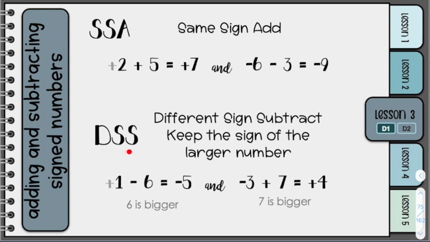If you have a different sign, you're going to subtract. So if you have positive 1 minus 6, you want to find the difference by subtracting 5. So you get 5, and you're going to look at the larger absolute value, and you're going to take that sign as the answer. So you'd have negative 5. Negative 3 plus 7, 2 different signs. You want to find the difference between 7 and 3, which is 4. The larger absolute value is 7, so your answer is going to be 4.